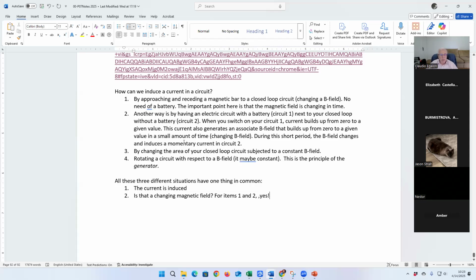What about the third one? By changing the area of a closed circuit, do we have a changing magnetic field here? In this case, no, right? B is constant. Okay, I'm going to put that at the end.